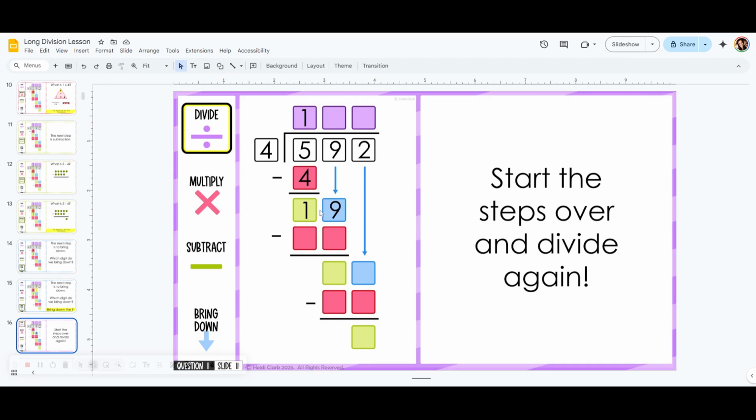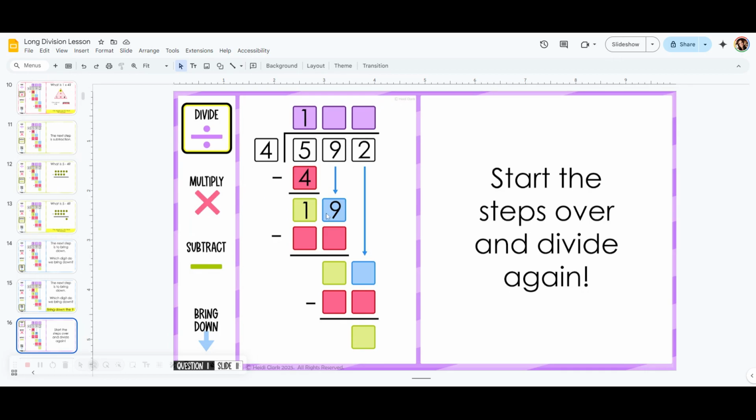So now you have a 19 here, because remember you had that 1 left over from before, and now you have a 9 you brought down. So you're using both of those at the same time. We're starting the steps over, back to the top. We're going to divide. And whatever we come up with will go in a purple box.